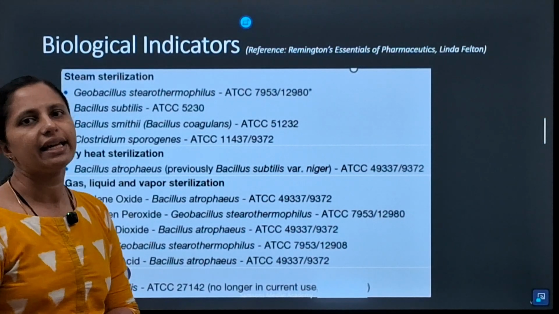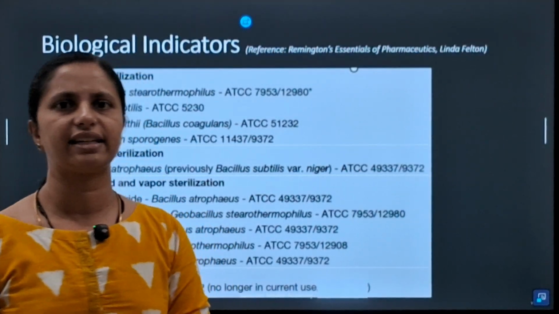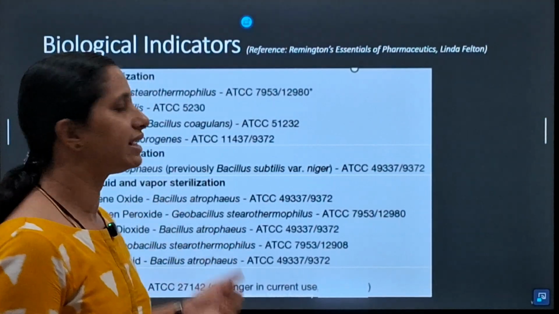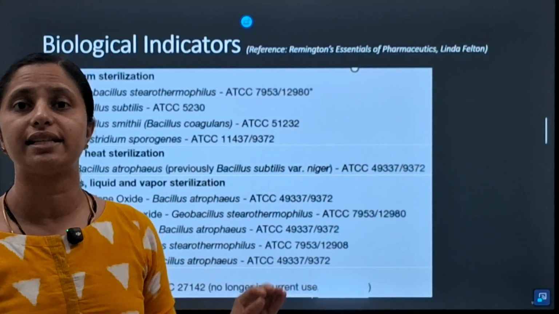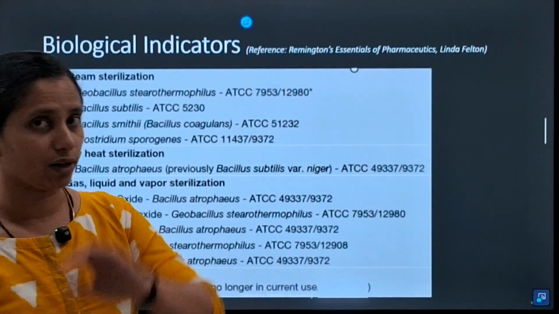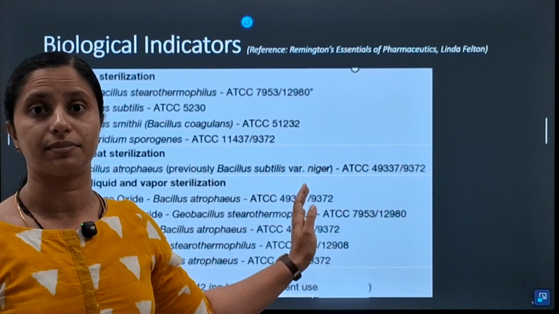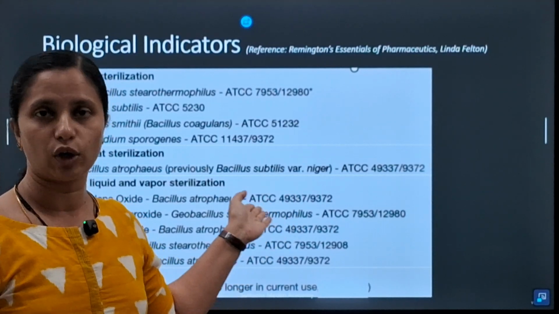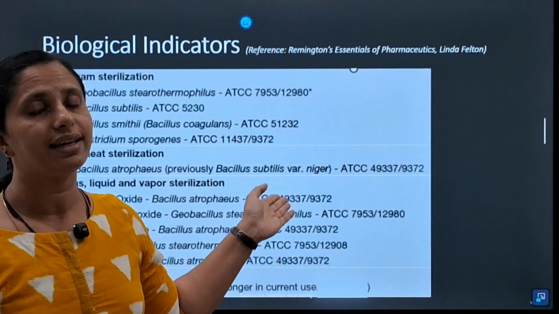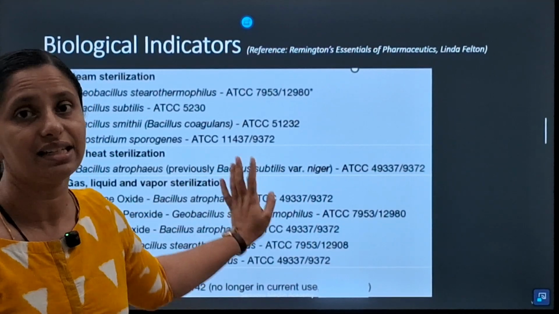Okay. For dry heat sterilization, nowadays only one biological indicator is most importantly said, that is Bacillus atrophaeus. It was previously known as Bacillus subtilis variety niger. In all the question papers, this option was coming as the answer, Bacillus subtilis as the biological indicator for dry heat sterilization. The new name is Bacillus atrophaeus for variety niger.